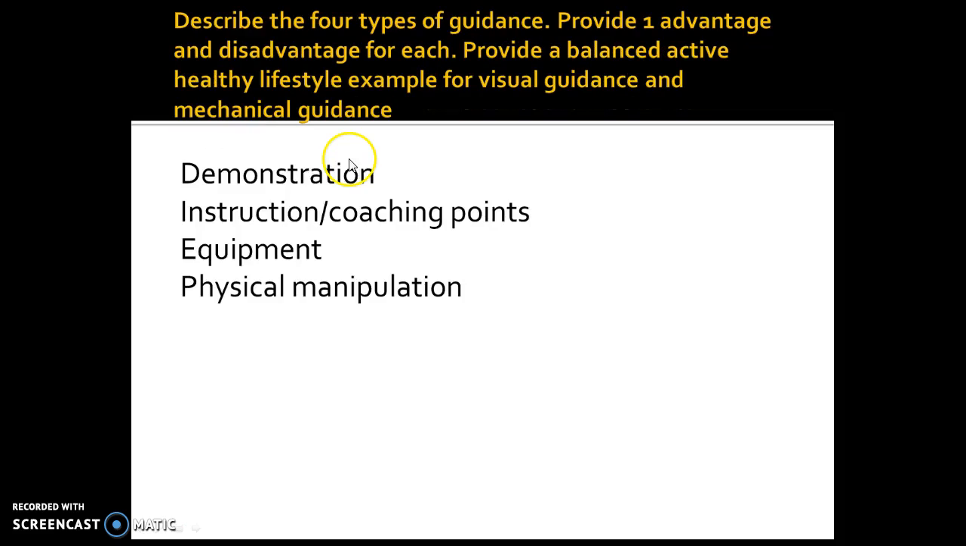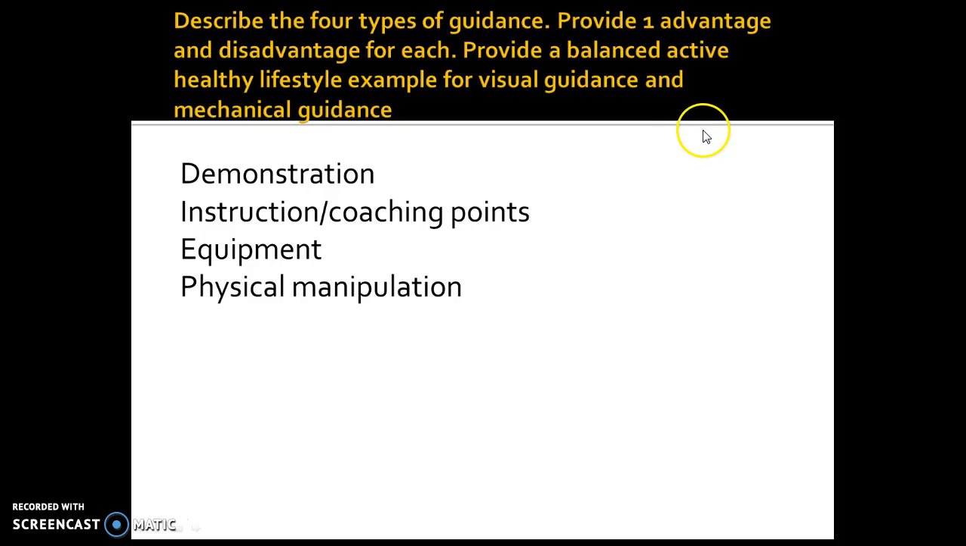So key triggers. This is the descriptive phrase for the four types of guidance. Can you work out what the four types of guidance are from those? Then can you try and give an example? Can you provide one advantage, one disadvantage? And then for visual guidance, can you give an example of that? How could visual guidance lead to the adoption of a balanced, active, healthy lifestyle?